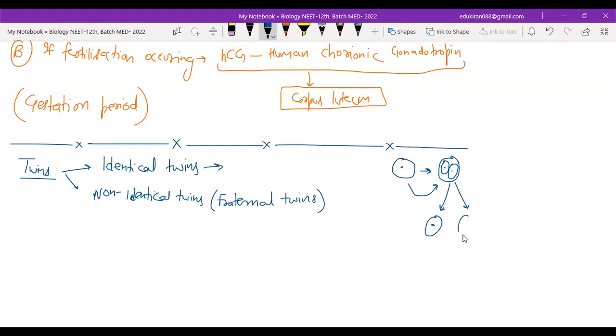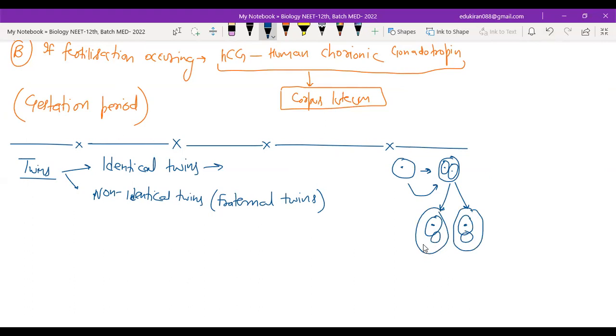Okay, so if these two cells somehow detach from each other, then they will not die, and now they will start dividing from 1 to 2 and then to 4, and two different embryos will be formed. Do you understand?